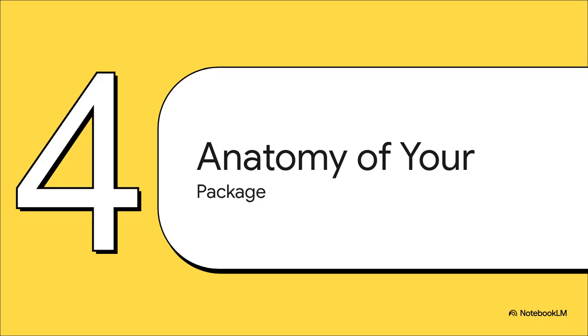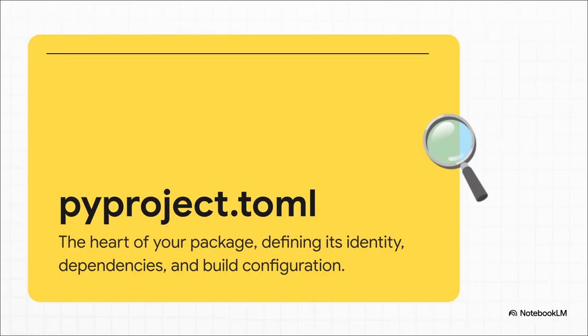All right, so we've got our tool. Now let's actually look at the anatomy of the package itself. Let's break it down. A proper package really only has two main parts: a configuration file that defines the project and a specific folder structure for all your code. First up, let's talk about that configuration file.